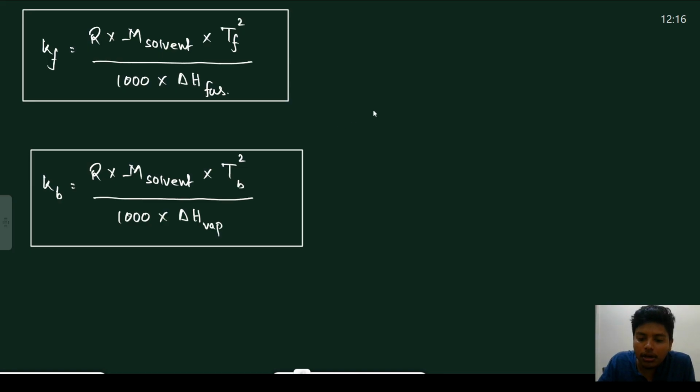So this is how Kf and Kb are calculated. Questions are generally not asked on this. Just remember how to calculate this. Clear? Capital M is molar mass. Okay, clear? Should I give another question?